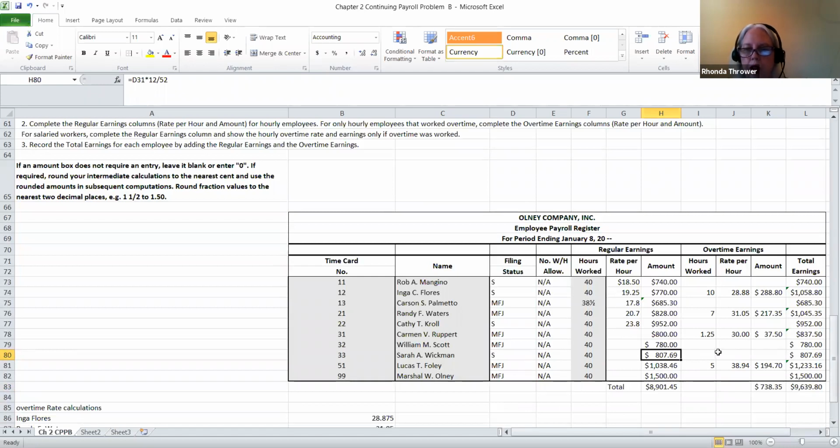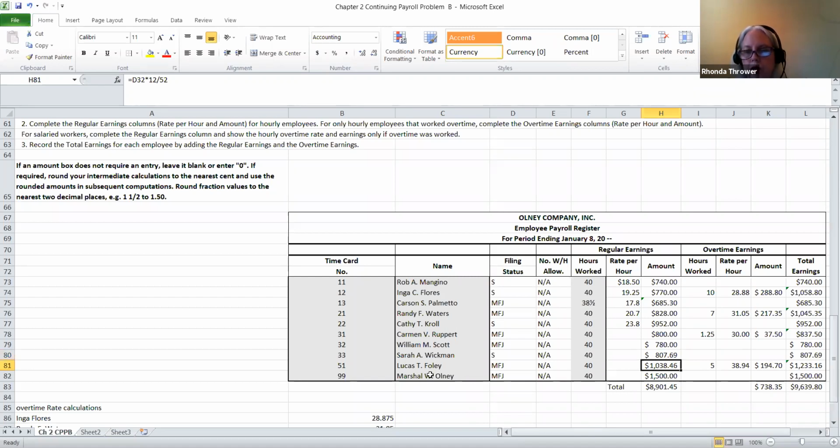We did have to figure out what her weekly amount of earnings would be. So all you have to do is take the monthly amount that was given, multiply it by 12 to get the annual amount, and then divide the annual amount by 52 weeks in a year, and that will give you the weekly amount. The weekly amount, since there was no overtime, is the total earnings for this employee.